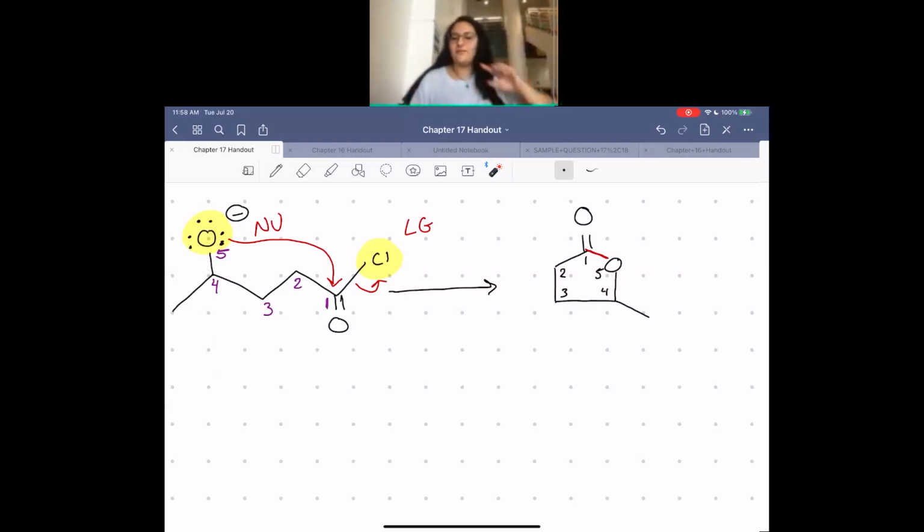Ta-da! Okay, so what do we name this guy? And I can guarantee it's probably simpler than what you're thinking. It's a lactone, yes, but a little bit more specific.